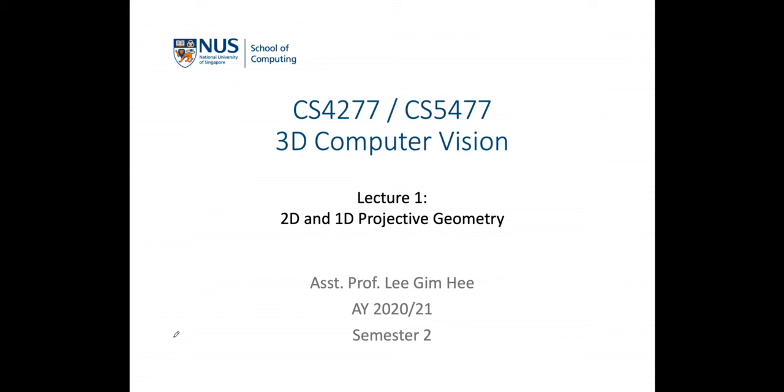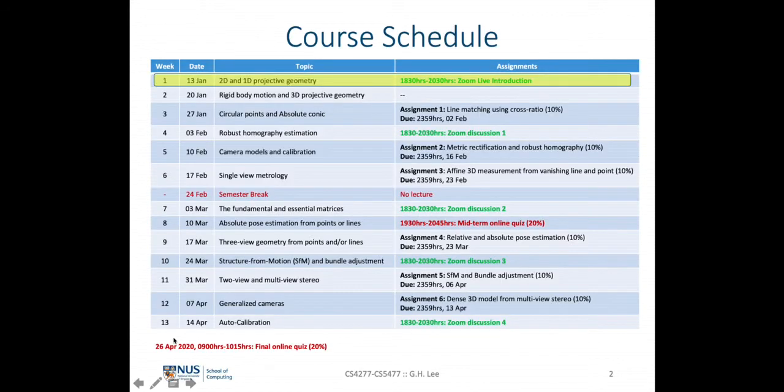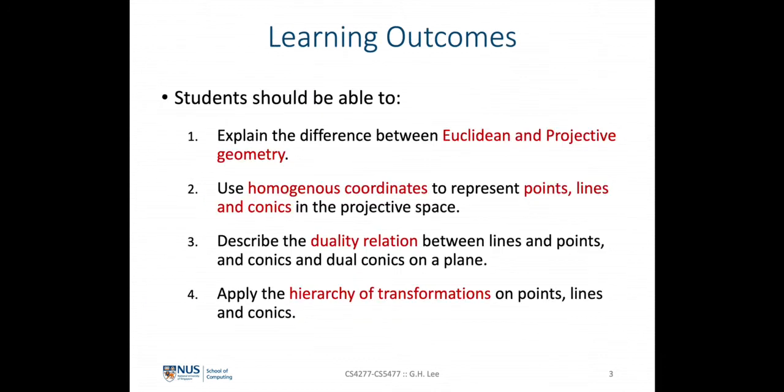Hello everyone, welcome to lecture 1 of 3D computer vision, and today I'm going to talk about 2D and 1D projective geometry. Hopefully, by the end of today's lecture, you'll be able to explain the difference between Euclidean and projective geometry. In particular, we'll look at the familiar Cartesian 2D coordinates to describe the Euclidean geometry, and we'll look at how to make use of what we call the homogeneous coordinates to describe the projective geometry.